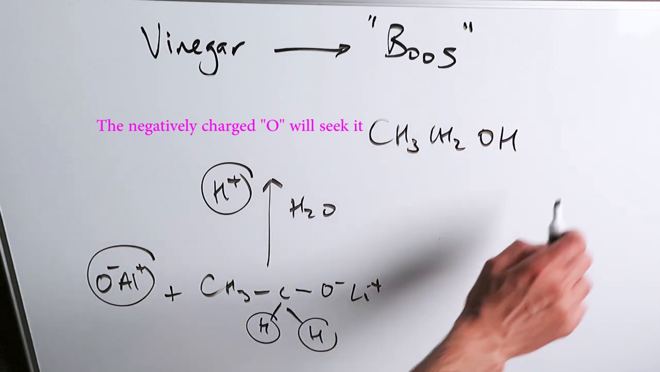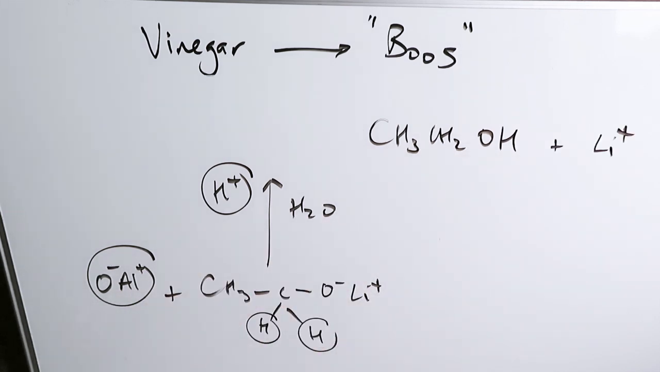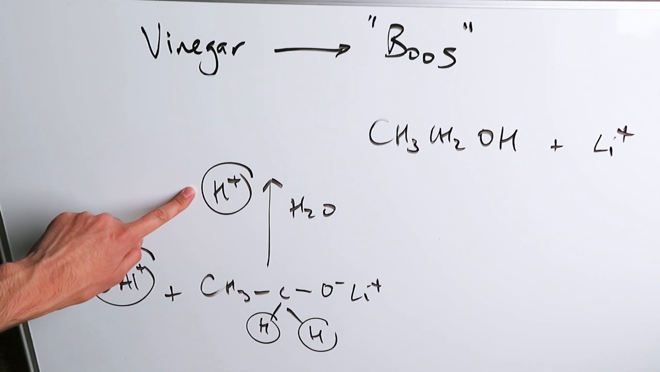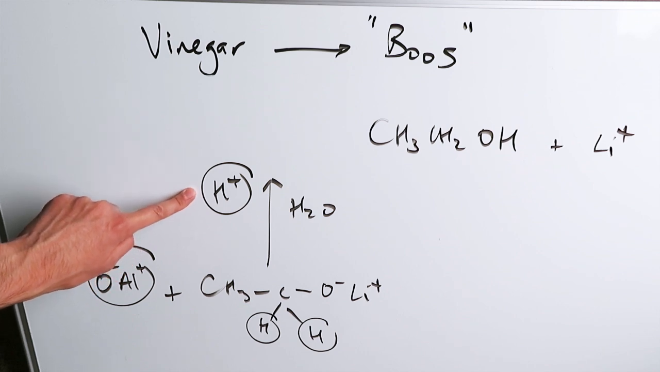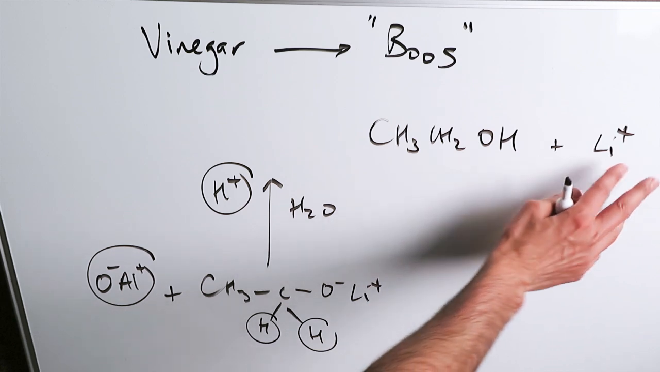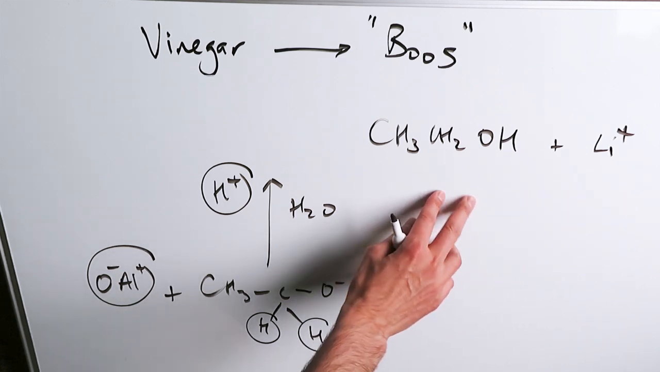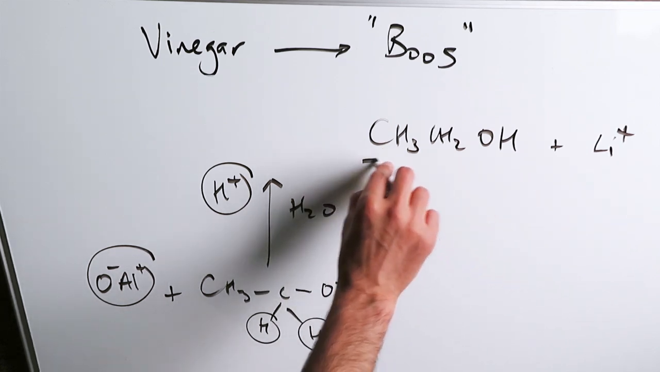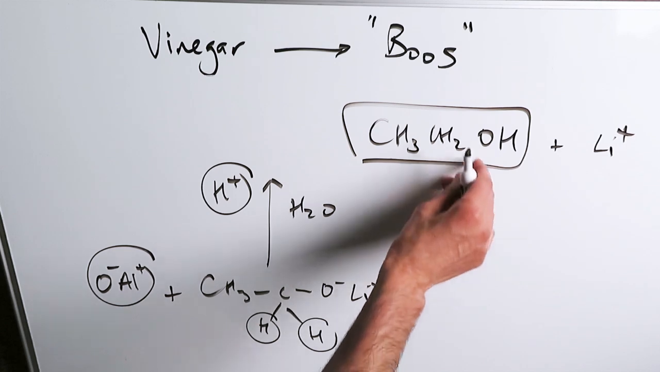This lithium will drift off. We're looking here at an acidic reaction. We're looking here at a charge balance. We have a plus H over here. We have a plus Li over there. A positive one, and the reaction will be balanced. Of course, the end result is this ethanol, and it's going to exist in the form.